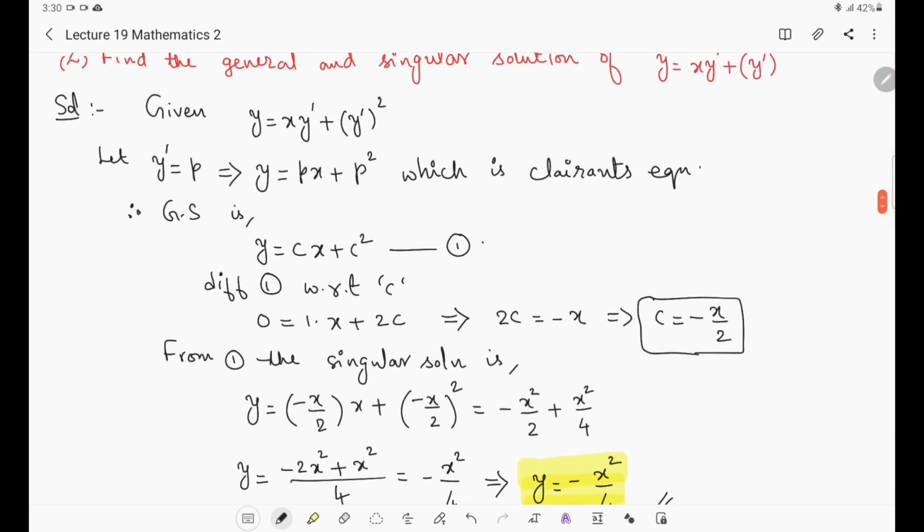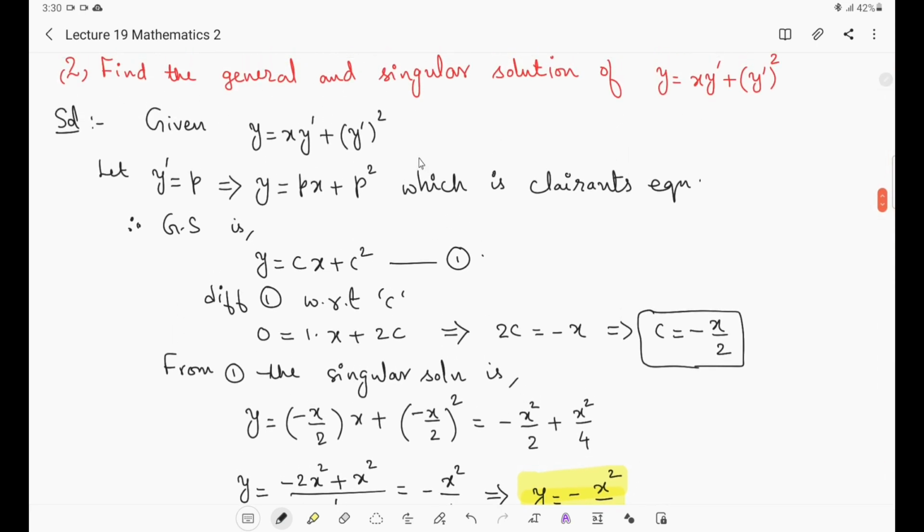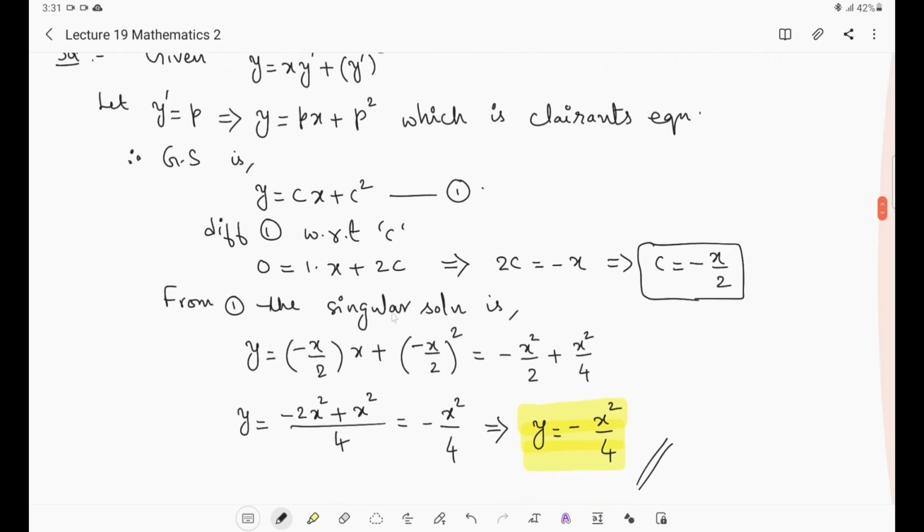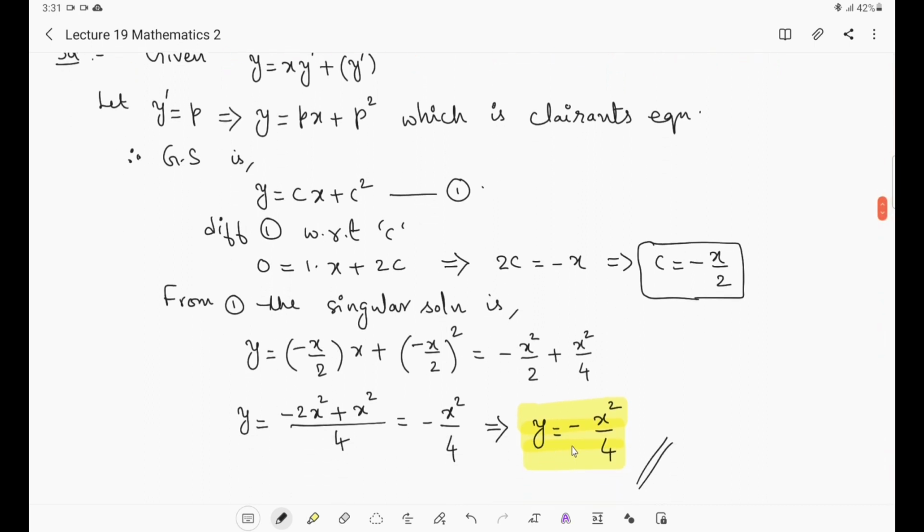This is the procedure to find the general and singular solution. What we have to do? First we have to replace y dash with p. This will be in the form of Clairaut's equation. Once we are confirmed that it is Clairaut's equation, we have to replace p with c to get the general solution. After getting the general solution, for finding the singular solution, we have to differentiate the general solution with respect to c and eliminate the value of c. Then we will get the required singular solution. We will see one more problem.